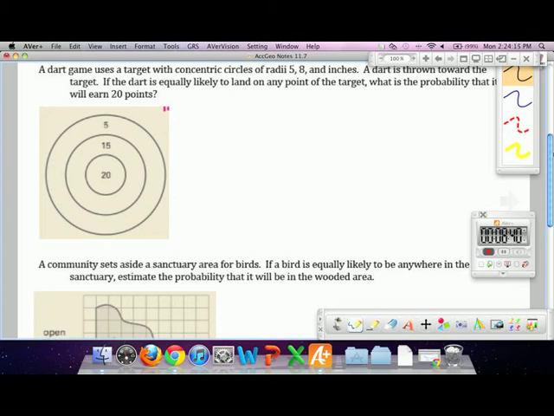If the dart is equally likely to land on any part of the target, what's the probability that I'll earn 20 points? So if I just close my eyes and throw at random, and I know I'm going to hit the target close enough, I'll hit it, but I don't know where. What's the probability that I'm going to get in the 20-point bullseye?